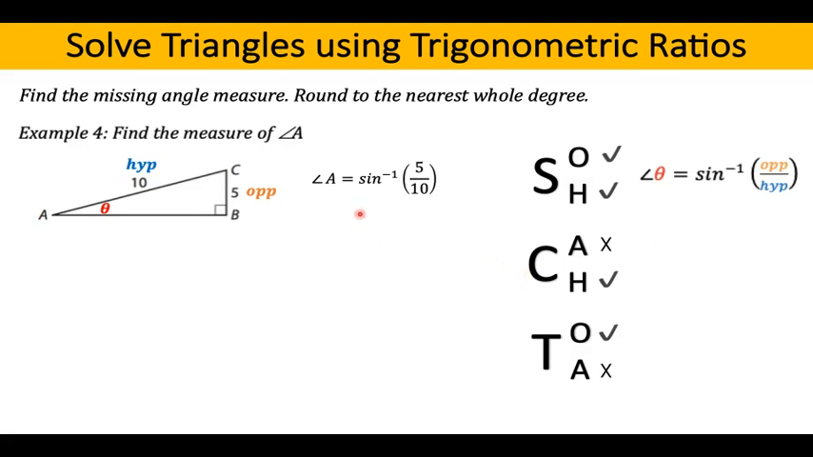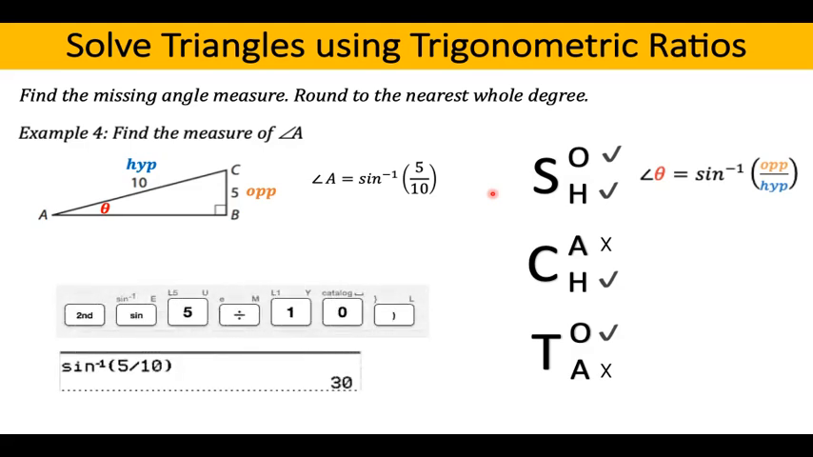Because our variable is by itself, our angle is what we are solving for, we're ready to take this straight to the calculator. In order to get the inverse ratios, make sure you hit second and then your button for your ratio, sine, cosine, or tangent. So in this case, second sine, and type in the 5 divided by 10, or you could use alpha y equals. We find that the angle A is 30 degrees.